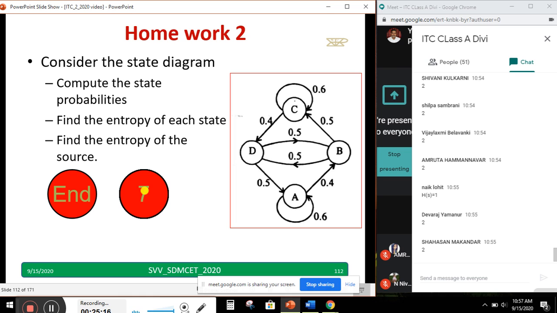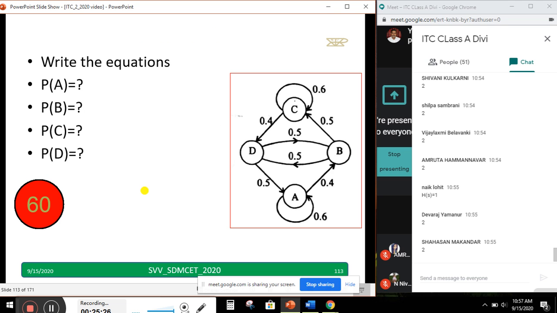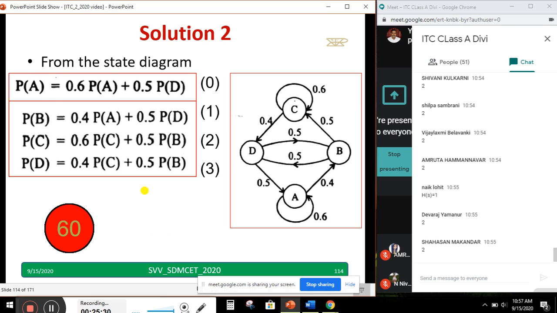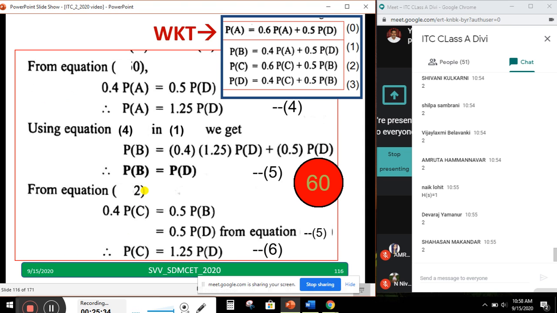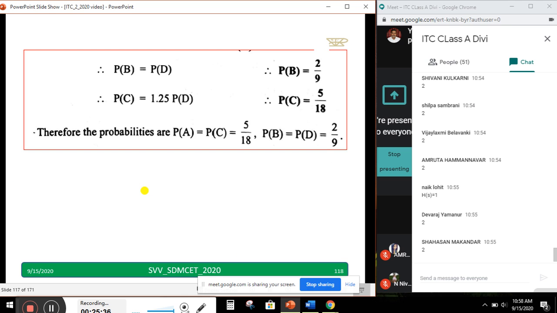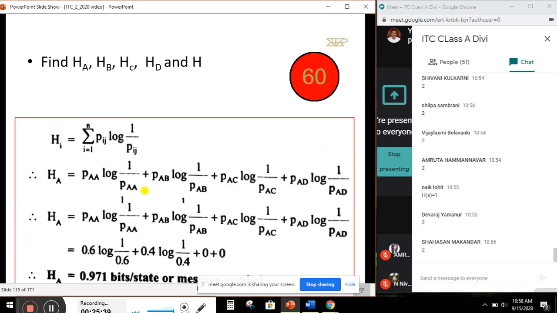So let us go to the next. Hope all of you have copied this particular homework. We'll go to the next slide. We'll skip this. Slides are there, answers are there. I don't want to spend a lot of time on this again, it takes a lot of time.